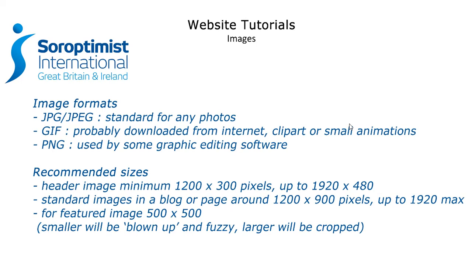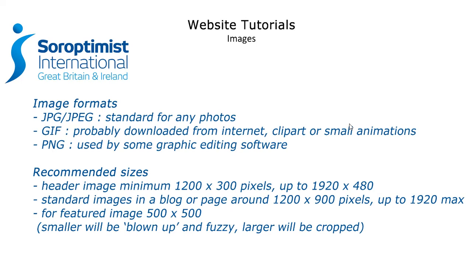For standard images that you're going to put in the body of a blog or a page, you can aim for anything around about 1200 by 900. You can go bigger, up to 1920 pixels as a maximum. You can go smaller, but again, if you go too small, then if you try and blow them up, they get rather fuzzy.